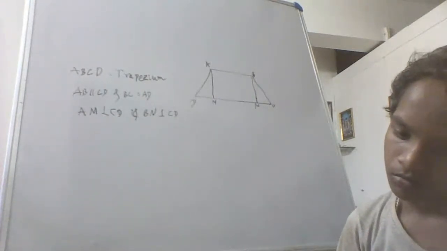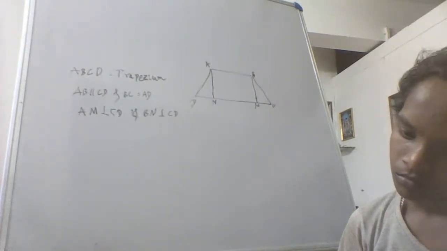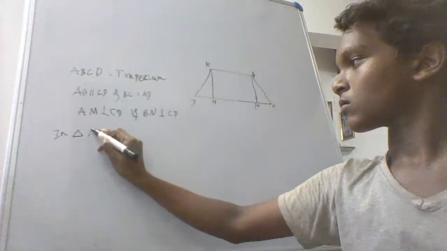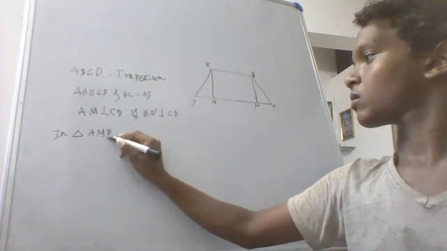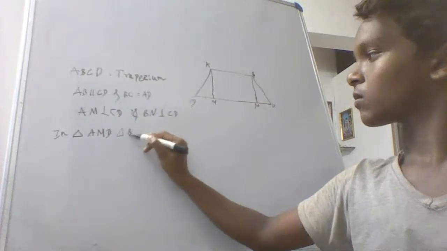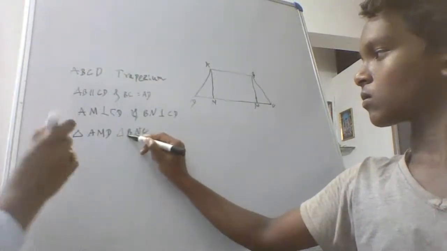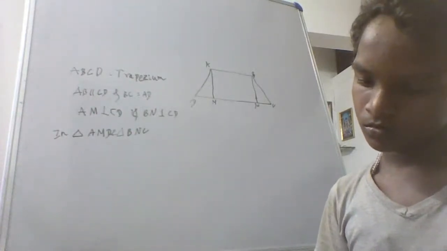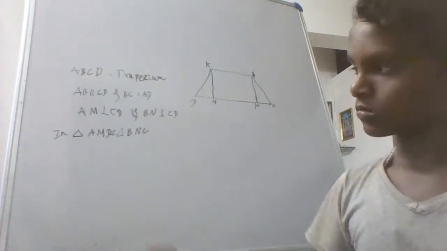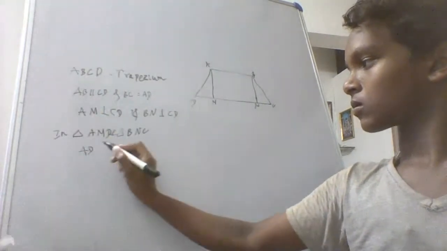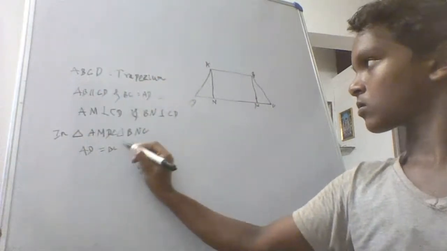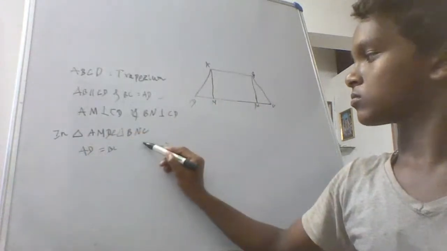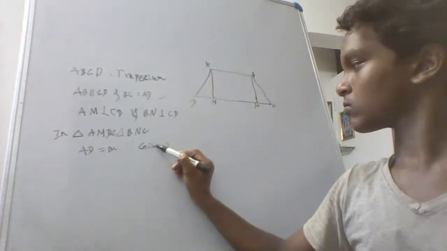Now we have triangle AMD and triangle BNC. These two I am considering. Now we have been given that AD is equal to BC, which is already given, right? That's what we are trying to write. That is given, correct?